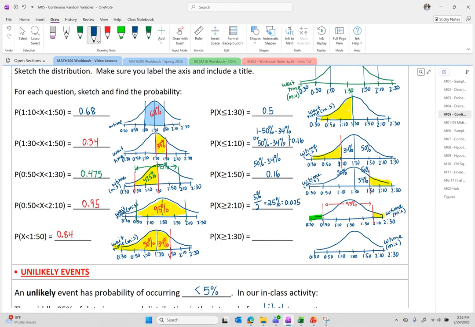Finally, what's the probability the value of the variable will be above 1.30, 1 minute and 30 seconds, and that is the mean. So what's the probability a value of the variable will be above the mean? The mean is the median, and half of the data is above the mean, and half of the data is below the mean. So 0.5 will be the answer.